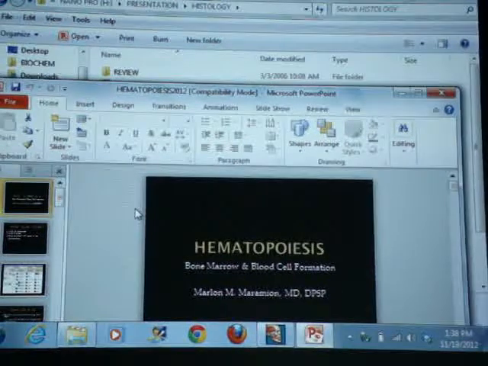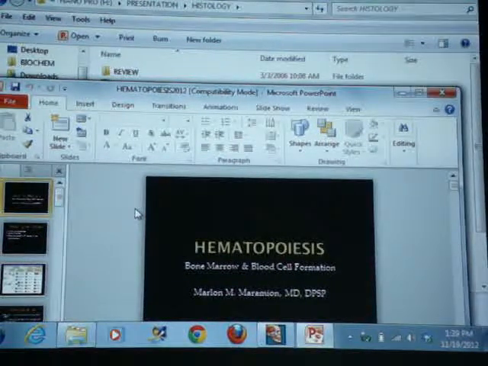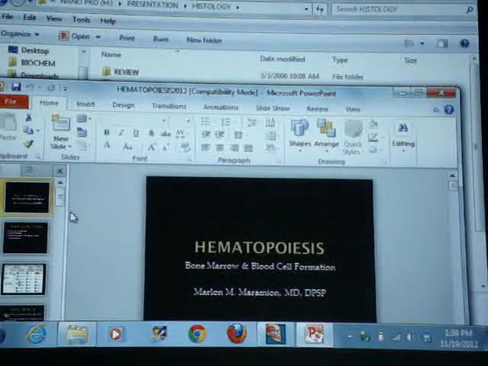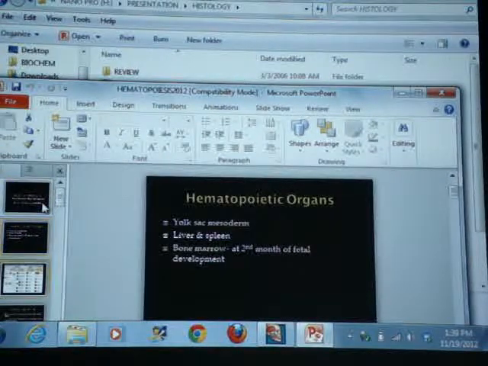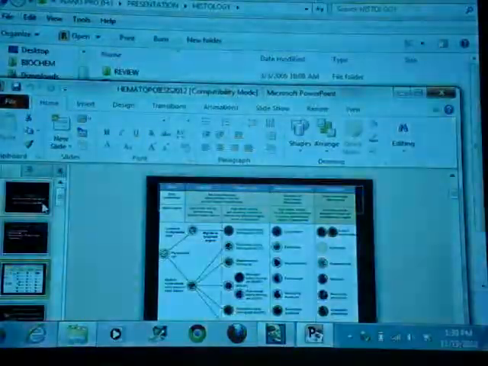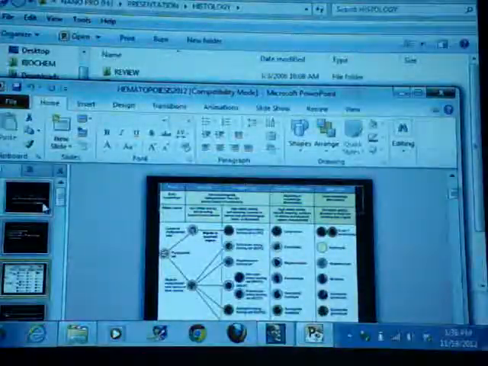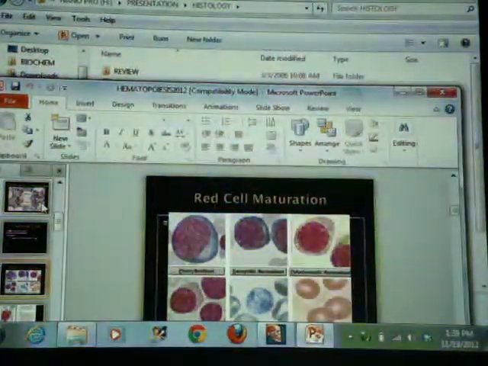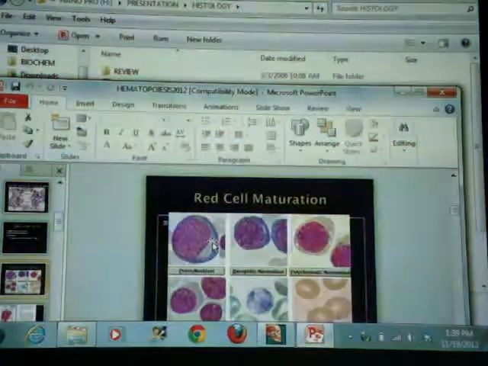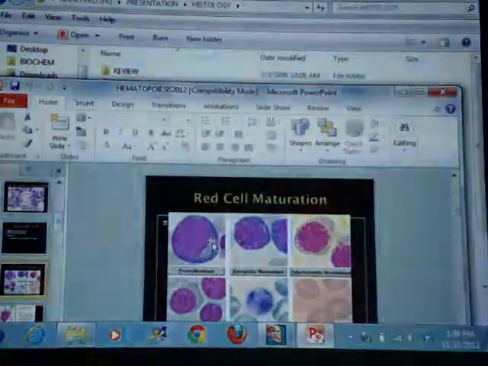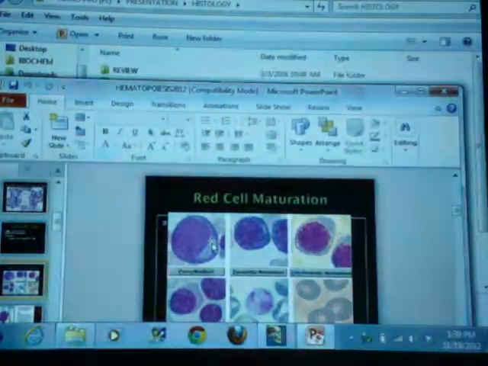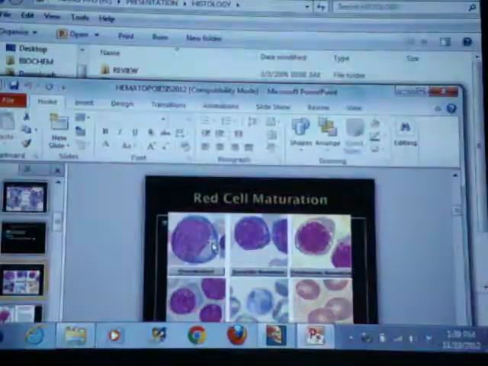We will be studying two slides: the bone marrow aspiration smear, and the bone marrow tissue. Now, the more difficult slide to study is the bone marrow aspiration. That slide, the smear, is used to identify the cells belonging to the lineage in the production of the mature blood cells.